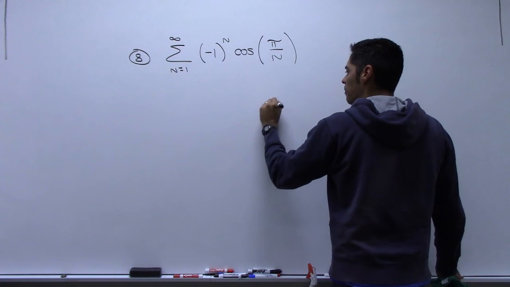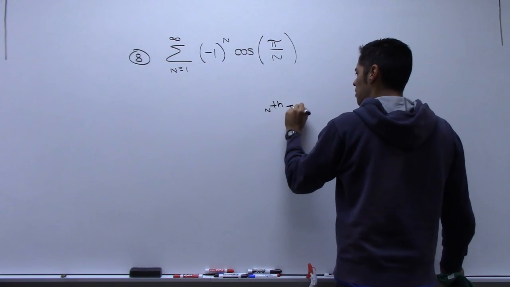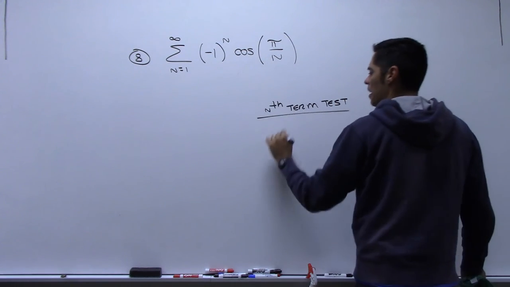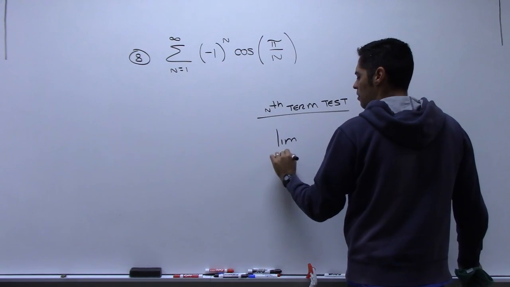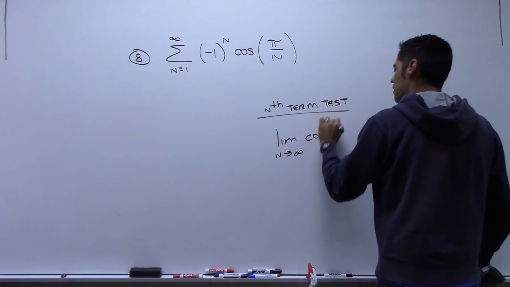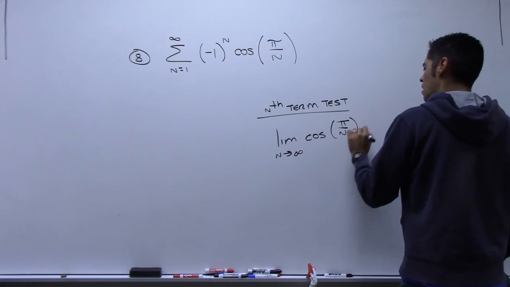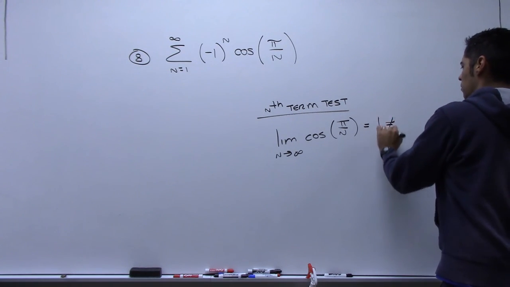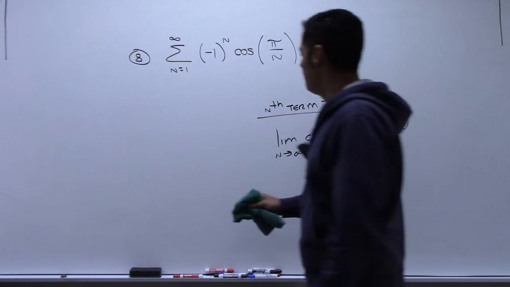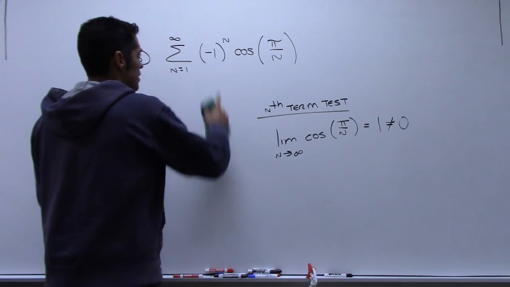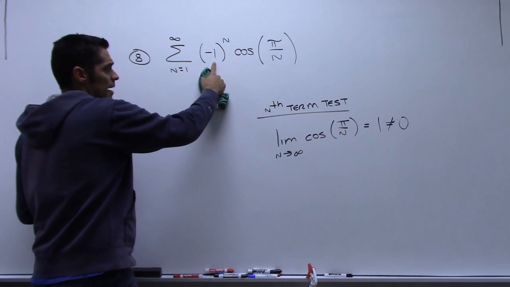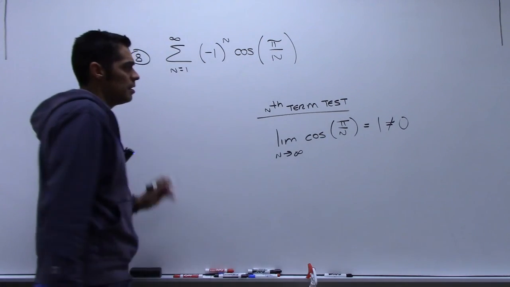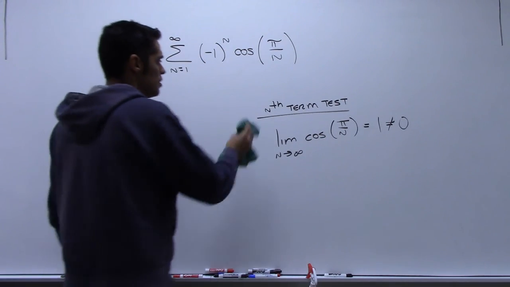And that's a problem because if we run the nth term test on this, the limit as n goes to infinity of cosine of pi over n, we know that's going to be 1. And that's not 0. And so we know that this should diverge, even though this is switching back and forth, negative, positive, negative. Since this part doesn't go to 0, there's no way that this sum can converge. So again, divergence by the nth term test.